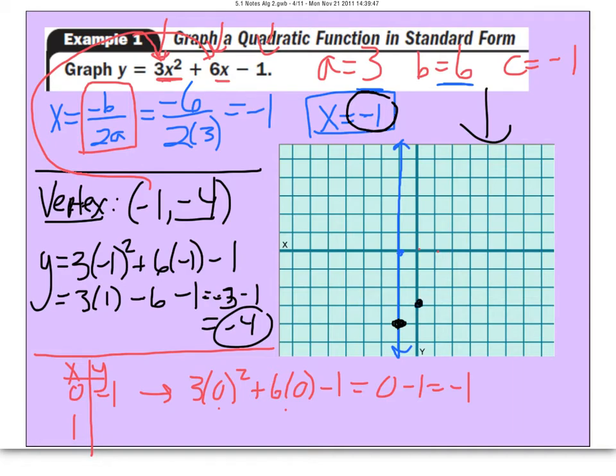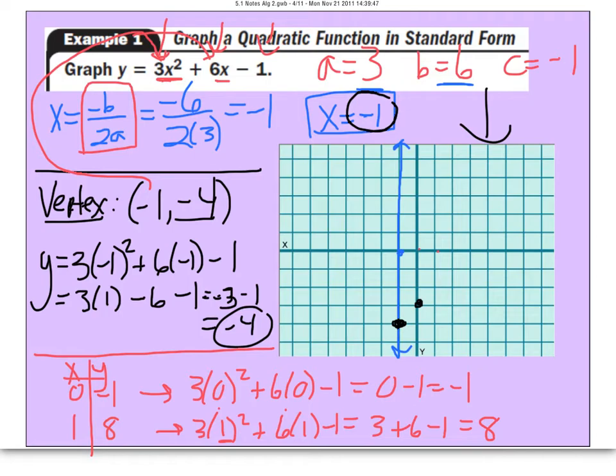Okay. Next one, let's try 1. So 3 times 1 squared plus 6 times 1 minus 1. Do 1 squared first. 1 times 1 is 1. Then times 3, it's 3. 6 times 1 is 6, minus 1. This is actually going to give me, it looks like, 8. Okay, so I'm going to plot the ordered pair, (1, 8).